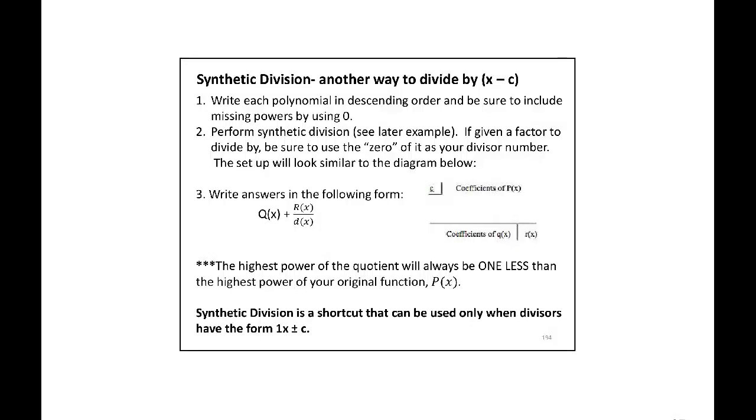Now let's take a look at synthetic division, which is another way to divide by a factor in the form x minus c, as we were looking at earlier. The first thing we want to do, and this is very important, is write each polynomial in descending order and be sure to include missing powers by using a 0. Notice we did the same thing with long division.